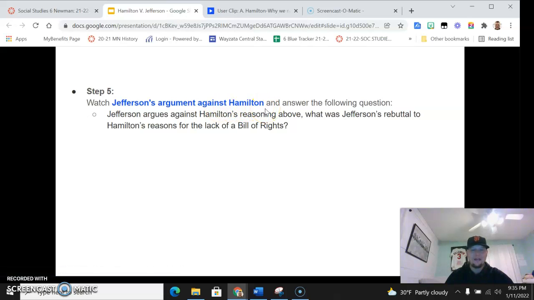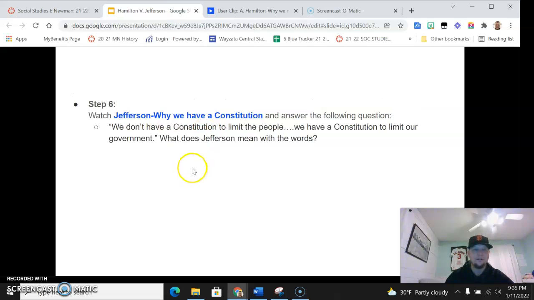Clip 5, watch Jefferson's arguments against Hamilton. So now you're getting into some debating between the two. Write down your answer to this question. What answers or argues against Hamilton's reasoning above? What was Jefferson's rebuttal or argument to Hamilton's reasons about not having the Bill of Rights?